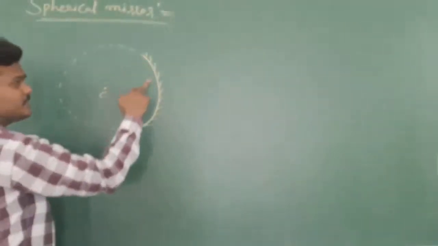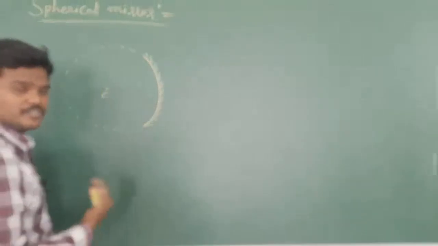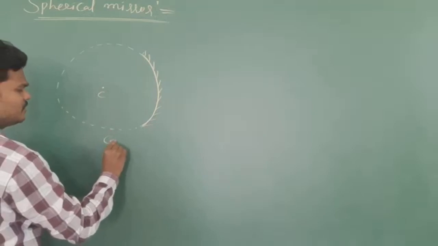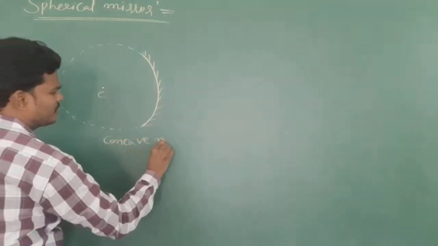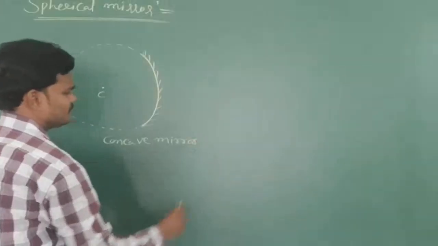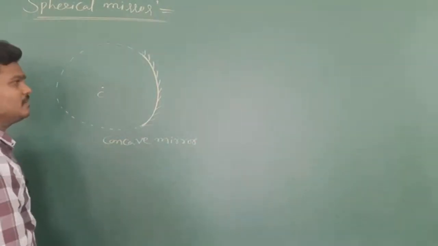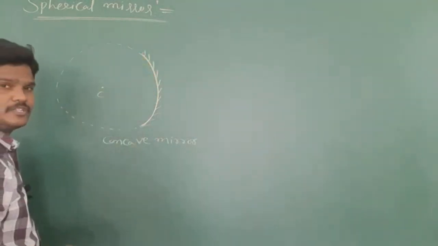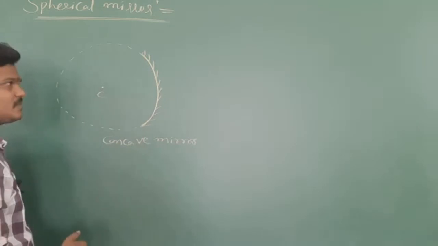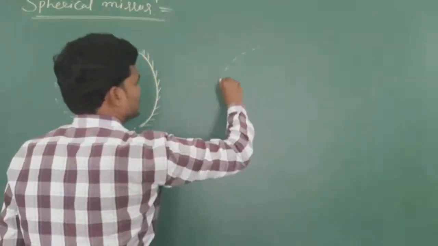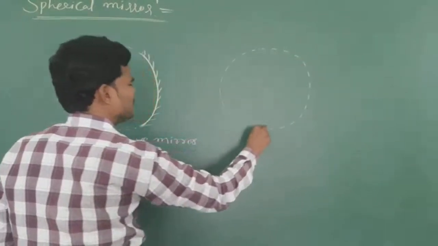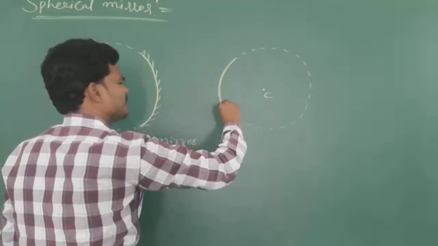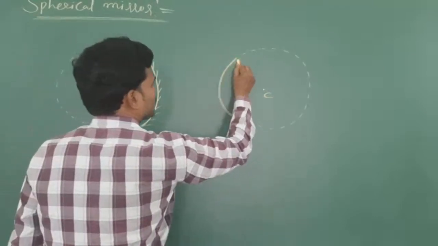If the reflecting part is towards the center of curvature of a hollow sphere, then that mirror we can call a concave spherical mirror. Let me give some basic idea. The reflecting part of the mirror is towards the center of curvature of a hollow sphere. Suppose in this hollow sphere, C is the center of curvature, and this side is polished.